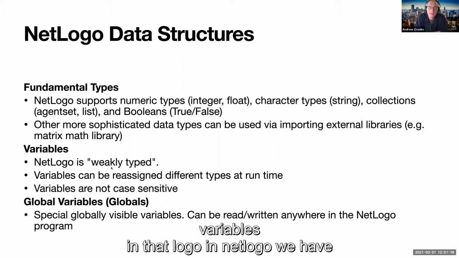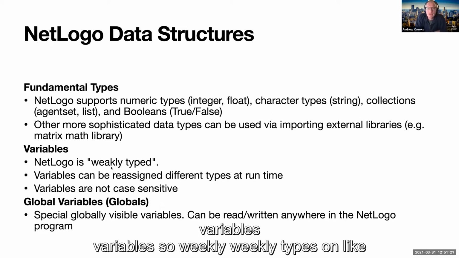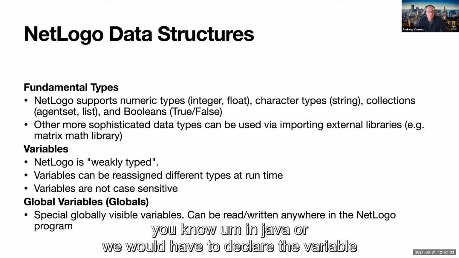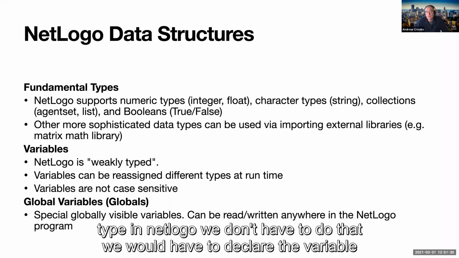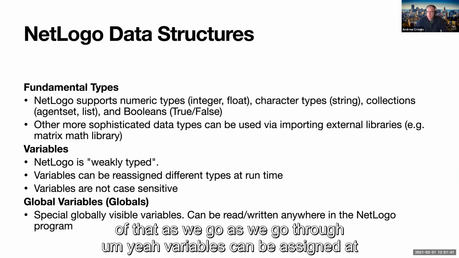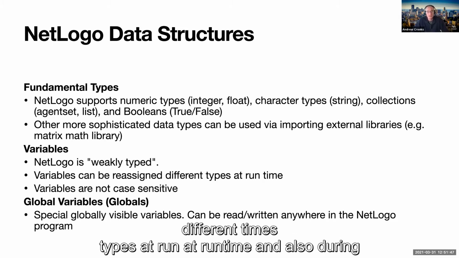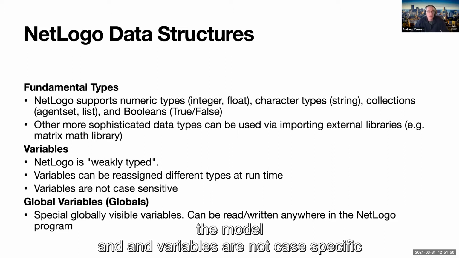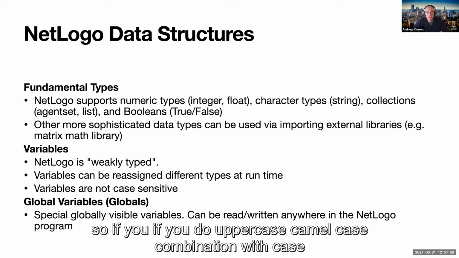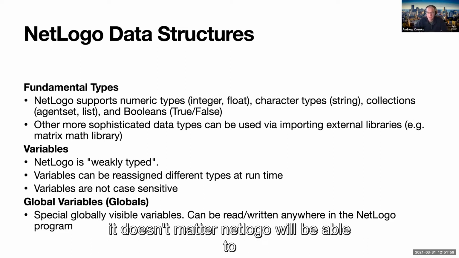In NetLogo, we have variables. Variables are weakly typed, unlike in Java, where they are more strongly typed. So in Java, we would have to declare the variable type. In NetLogo, we don't have to do that, and you'll see an example of that as we go through. Variables can be assigned different types at runtime and also during the model. And variables are not case specific. So if you do uppercase, camel case, a combination of case, it doesn't matter. NetLogo will be able to handle that.